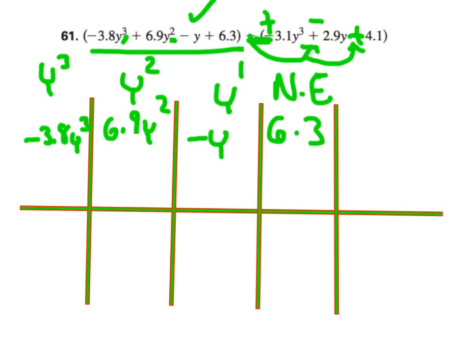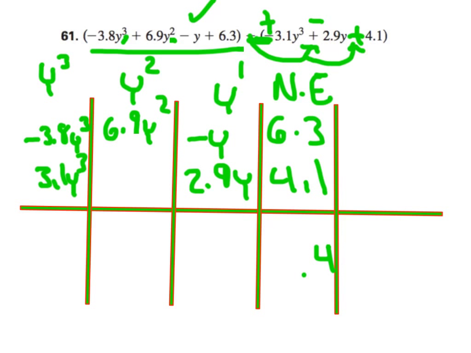Now we need to put this part of the problem in. Remember, we already distributed the negative before. So we're going to have positive 3.1 y to the third. We're going to have nothing in this area because we don't have any y to the second. Now we're going to have 2.9 y to the first and 4.1. So now all we really have to do is add or subtract whichever we need to do. So we're going to subtract this first. Sorry, we're going to add this first. So it's going to be 3 plus 1 is 4. We already brought down our decimal. And 4 plus 6 is 10. So we have that all set.